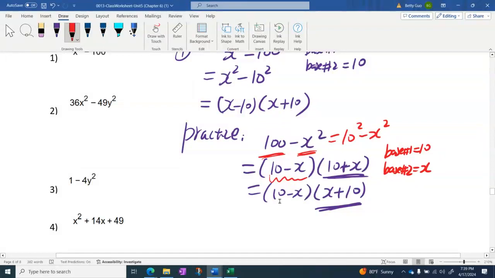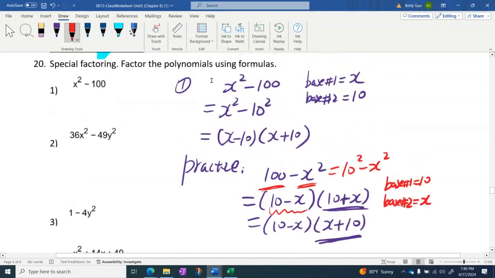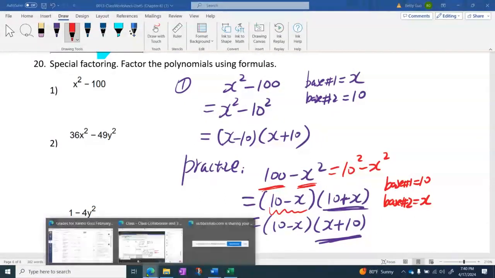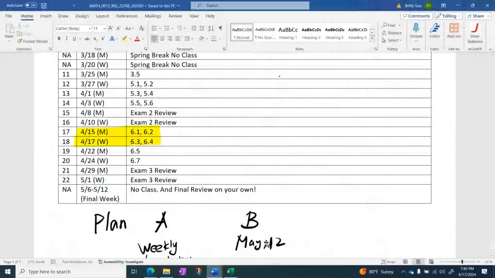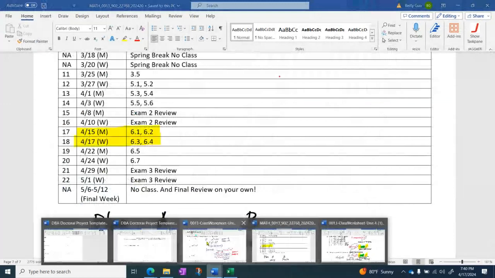Because it has to be the first base minus second base. Do you see my point here? There's a reason I want you to practice this. See the difference between the two questions. X squared minus 10 squared, 10 squared minus x squared, they are different, right? Yeah, the order is different. Very good. Thank you. All right, let's look at number 2.